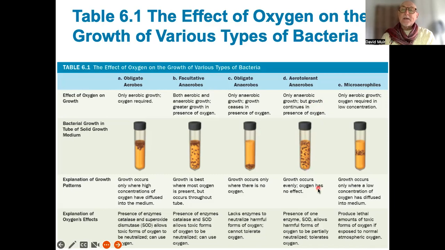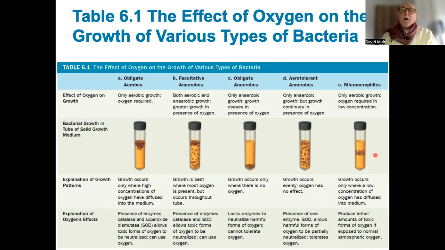And the reason for that is they only have one of the enzymes, superoxide dismutase. They are unable to deal with abundant oxygen, but they just shut down. They stop metabolism as much as possible until they move into totally anaerobic conditions.